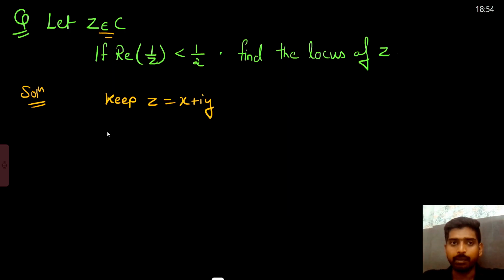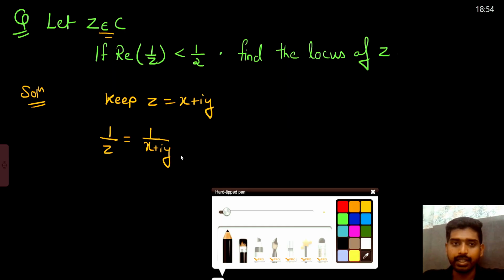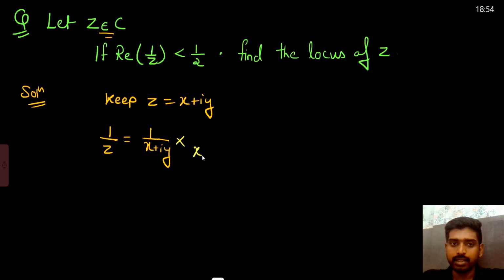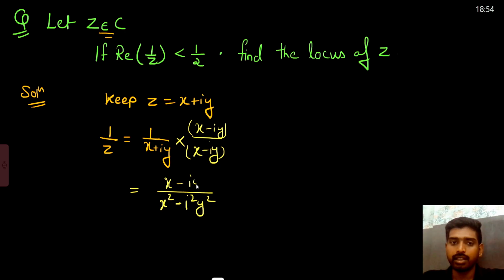So first we'll calculate what 1 by z is. 1 by z will be equal to 1 upon x plus iota y. Now we'll rationalize. Upon rationalizing, x minus iota y will multiply up and down, numerator and denominator. After multiplying, we'll get in the denominator x square minus iota square y square, and in the numerator x minus iota y. Got it? So here iota square is minus 1.